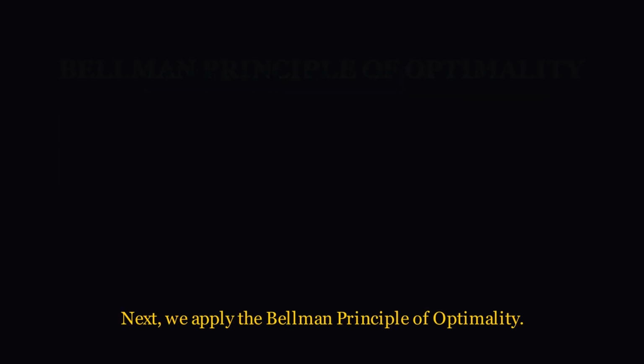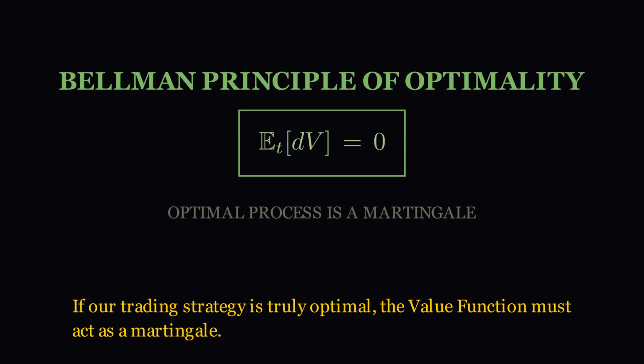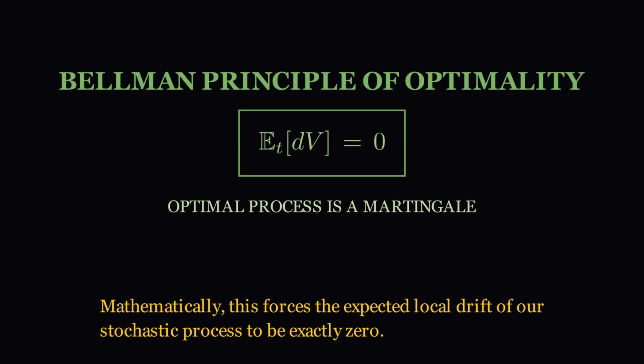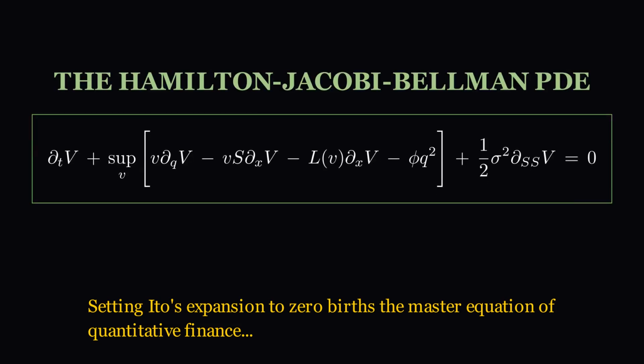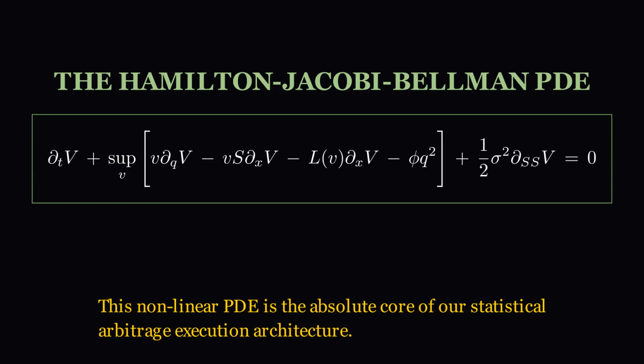Next, we apply the Bellman principle of optimality. If our trading strategy is truly optimal, the value function must act as a martingale. Mathematically, this forces the expected local drift of our stochastic process to be exactly zero. Setting Ito's expansion to zero births the master equation of quantitative finance. The Hamilton-Jacobi-Bellman partial differential equation. This nonlinear PDE is the absolute core of our statistical arbitrage execution architecture.